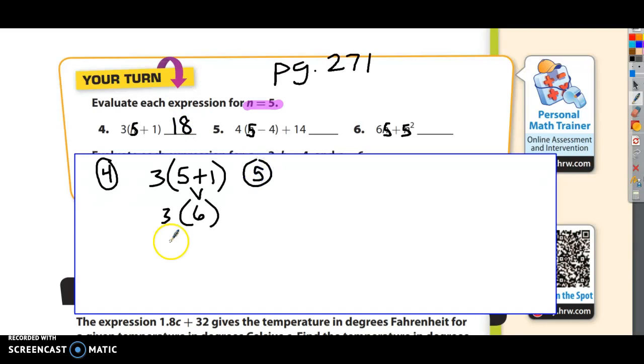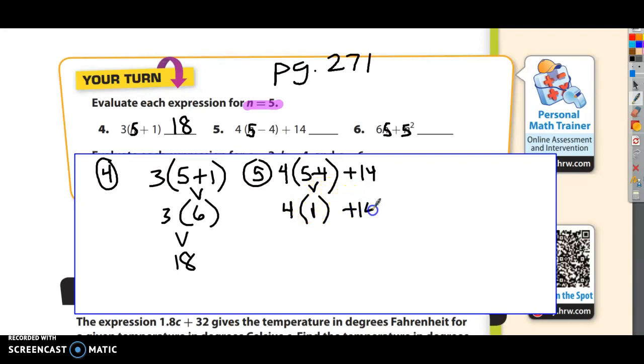Number 5, I'm going to put 18 here using a caret. All right, number 5, 4 outside parentheses, then we've got 5 minus 4 inside parentheses. Make sure that's right, 5 minus 4, yep. And then we've got plus 14. What should we do first? We should do 5 minus 4 first. 5 minus 4 is 1. And 4 outside parentheses next to 1 inside parentheses means to multiply.